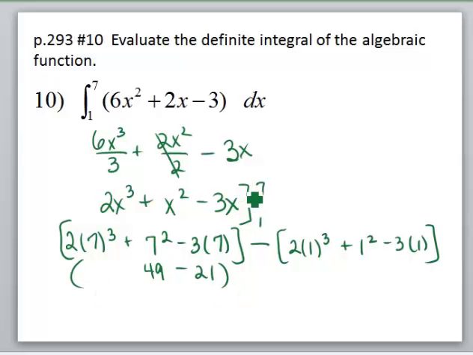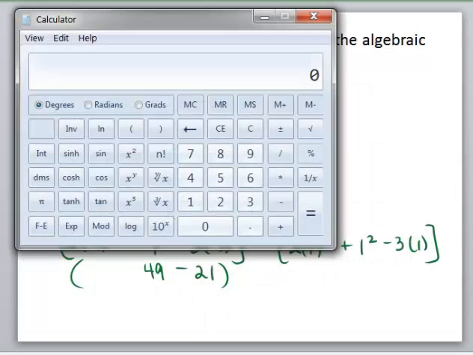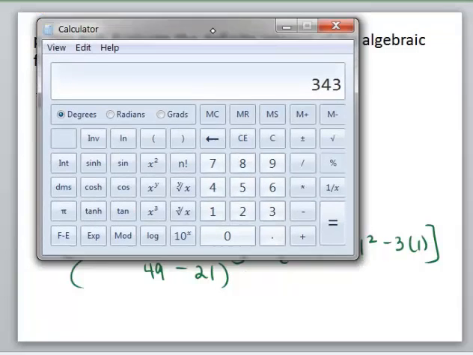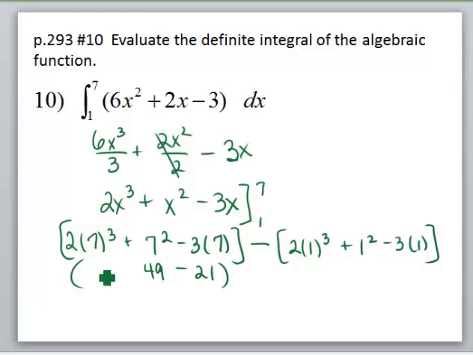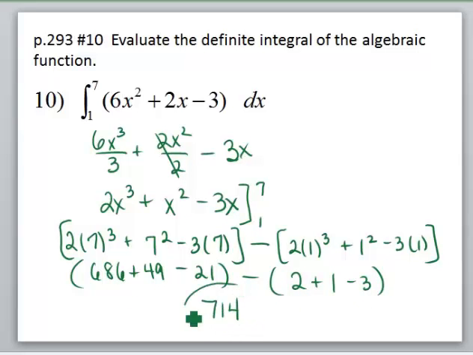7 to the third power, I don't know what that is off the top of my head. I could put that in real quick. 7 times 7 times 7 would be 343, times 2 would be 686. So 686 plus 49 minus 21, and then we have 2 plus 1 minus 3. When you compute this, your final answer would be 714.